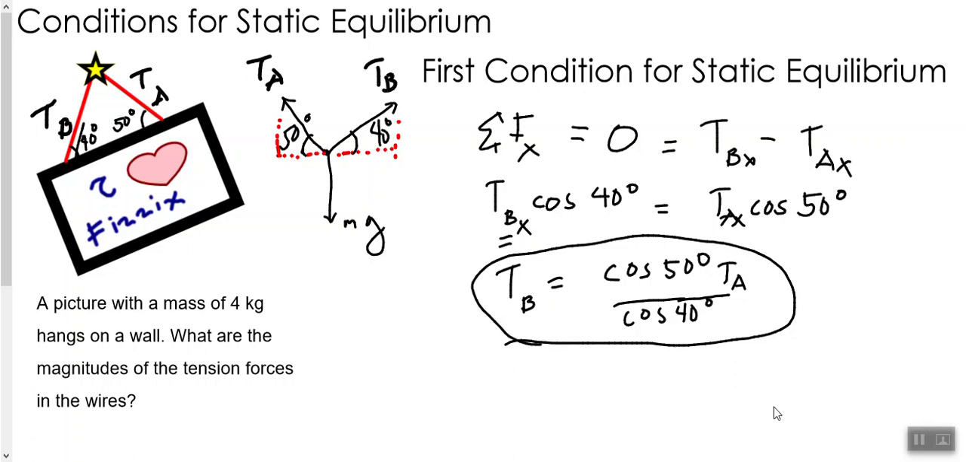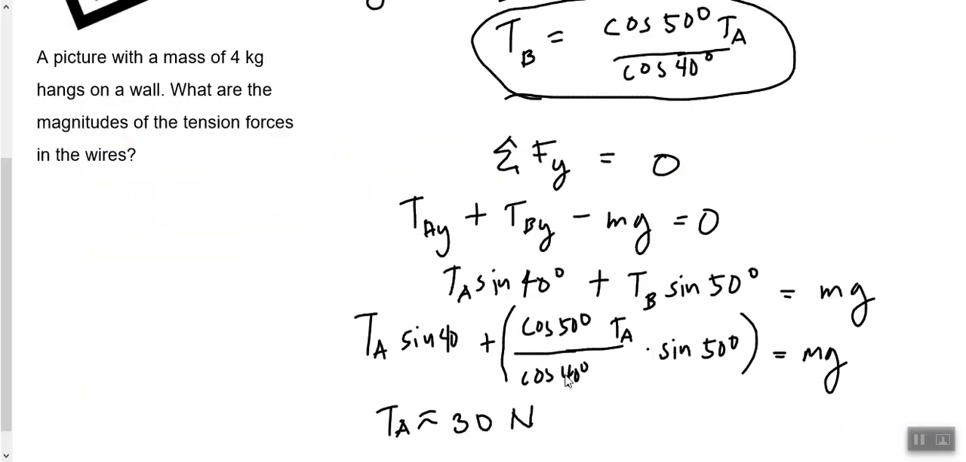Now let's solve for the forces on the y. Solving for the forces on y, we have T_Ay going up, so that's positive, same as B, and then we have the force of gravity. Plugging in how to find the components of that, that's T_A sine 40 and then T_B sine 50 for the tension on B. Rearranging the equation, knowing that T_B is equal to cosine 50 times T_A over cosine 40 degrees, then we could plug that in.